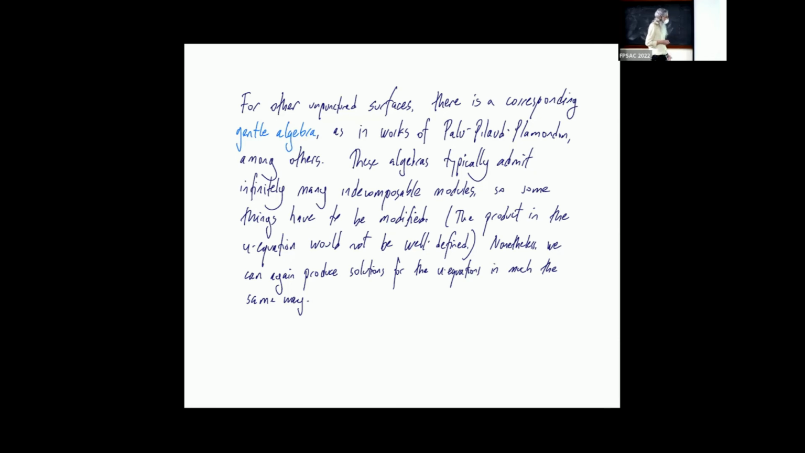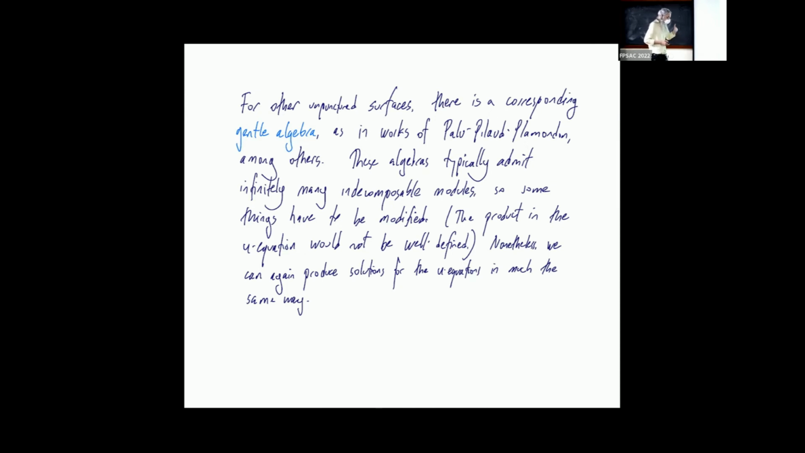So the issue is that we have these products in the U equations, and they're not going to be well defined. What it turns out you can do is that you can group together modules into equivalence classes of modules, and you can still write down some U equations, and you can solve the U equations in much the same way.